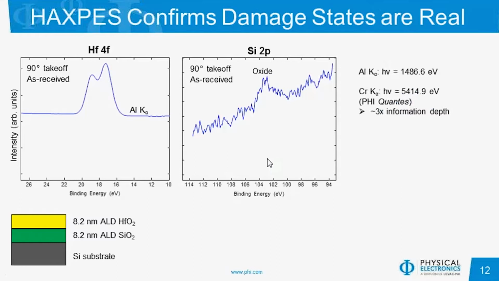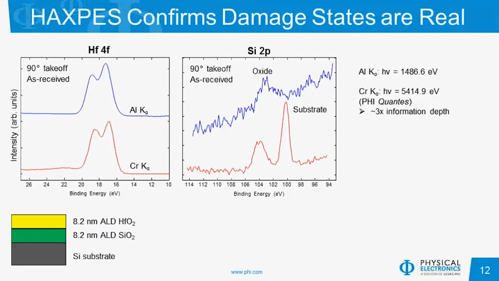What we can use is an alternative X-ray source, such as a chromium K-alpha X-ray beam, which has a higher photon energy that provides us about 3 times the information depth. This analysis was performed on the PHI Quantes system, which allows both aluminum and chromium analysis in one easy system. As shown with the chromium K-alpha source, we again looked at this sample at 90-degree takeoff in the as-received state, so neither of these have been sputtered. In the Si 2p spectrum in particular, we see 2 states, one that would correspond to the substrate and one that would correspond to an oxide layer.